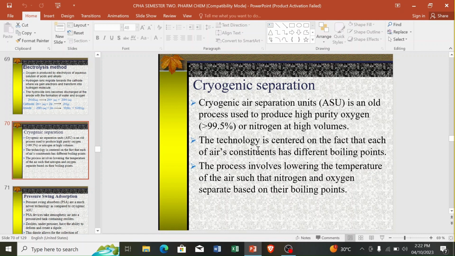This technology is centered on the fact that each of the air's constituents has different boiling points. All the components of air, be it nitrogen, be it carbon dioxide, be it ammonia, they all have different boiling points. So since we appreciate the difference in boiling points, we are going to separate our oxygen depending on its boiling point. So the process involves lowering the temperature of air such that nitrogen and oxygen separate based on their boiling points. That's all you need to know about the cryogenic separation, separating air depending on their boiling points.